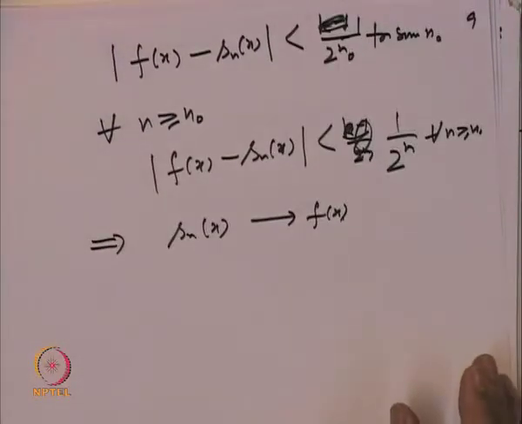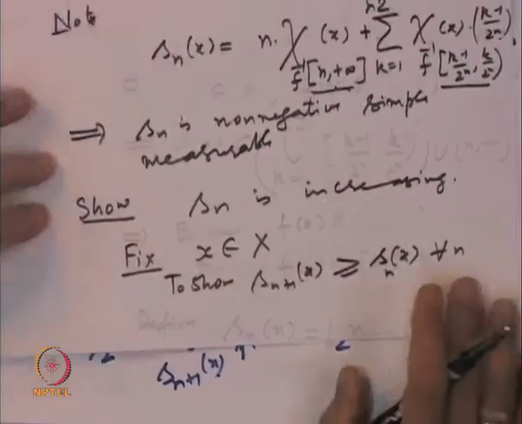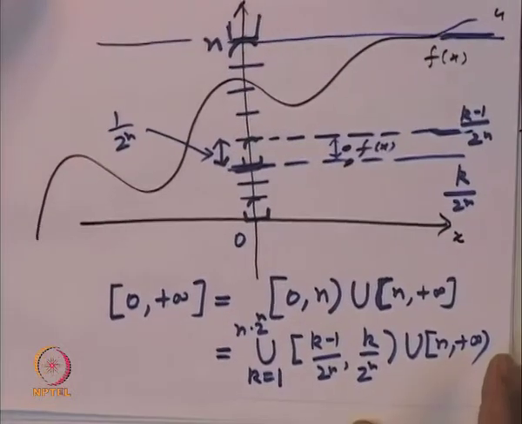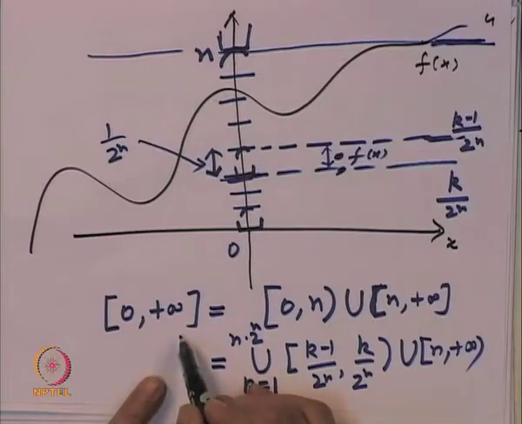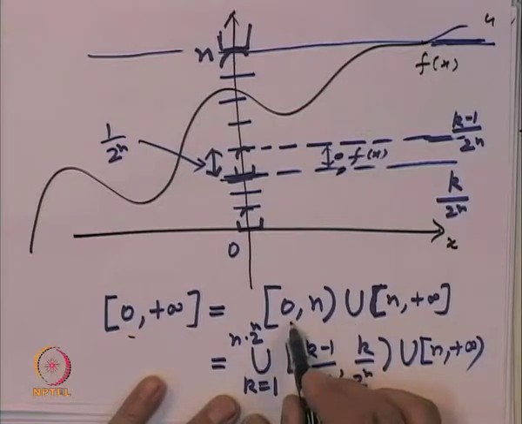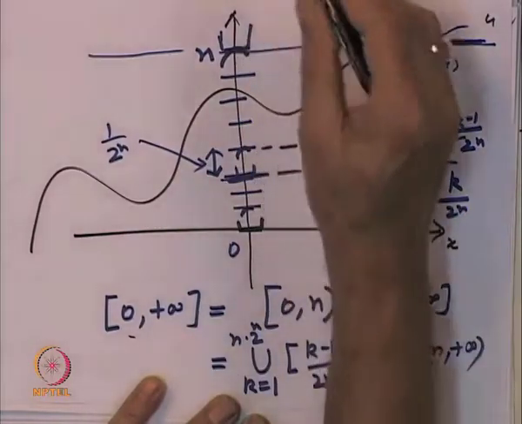So, let me just go over the construction once again to understand, because this is an important construction. Given a function f which is non-negative measurable, we want to construct a sequence of simple functions which are non-negative, which are increasing, and they converge to f(x). So, what do we do? We divide the range. The range of the function is a subset of it. So, we partition the range into 0 to n, and n to infinity upwards.